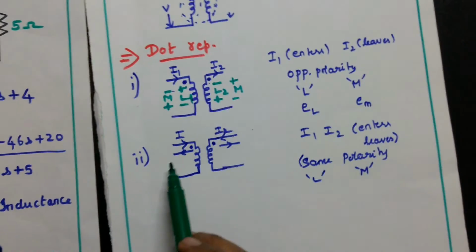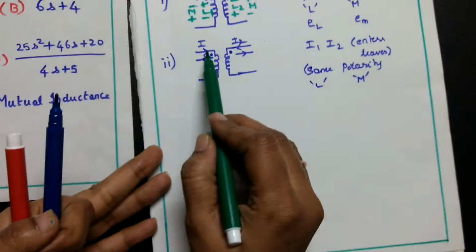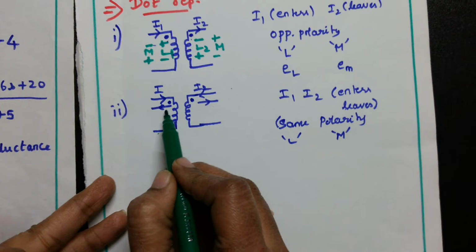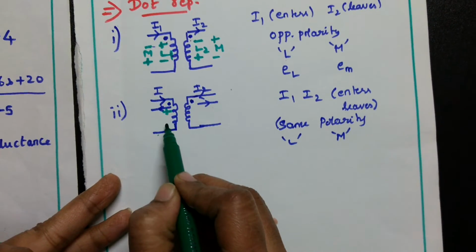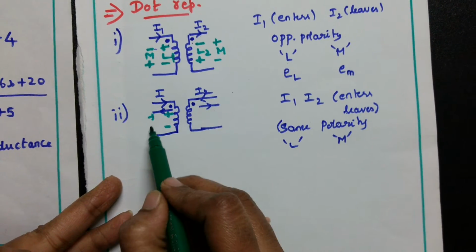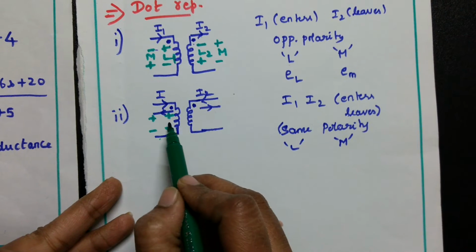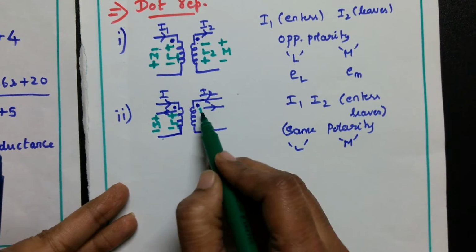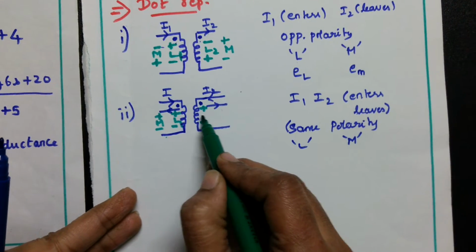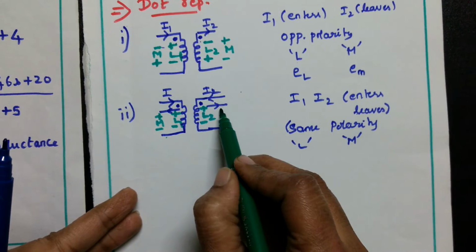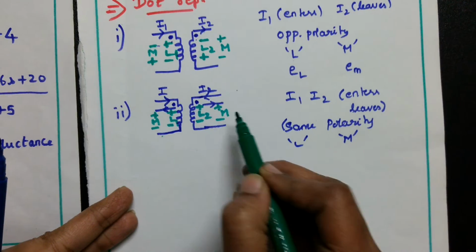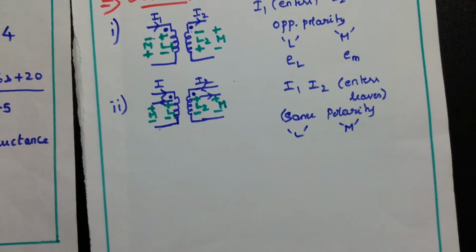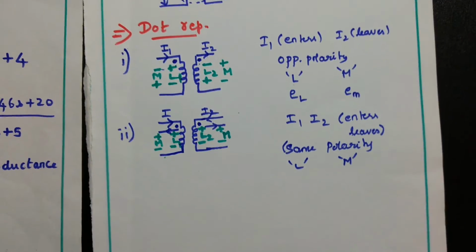At the same time, in the second case, both the currents enter or leave from the dotted end. So when it is plus minus here, it is also the same plus minus for the L terms and M terms. So plus minus for the L2, plus minus for the M mutual inductance. This is the basic principle to solve this problem.